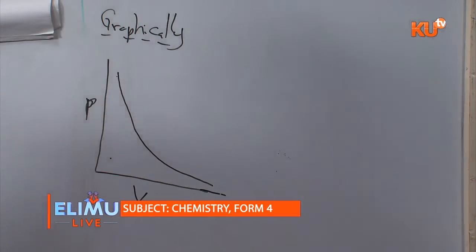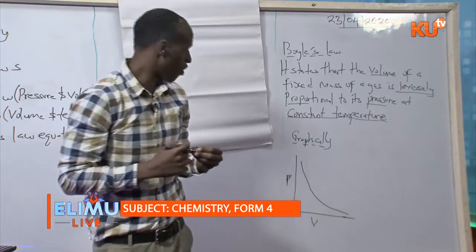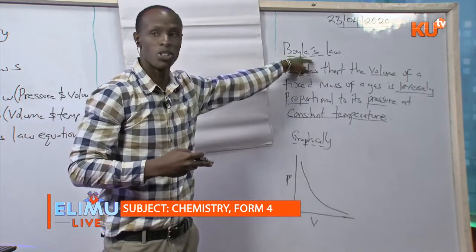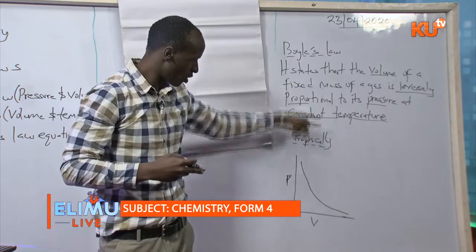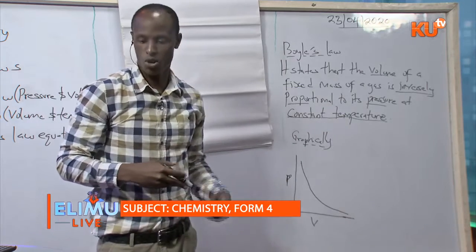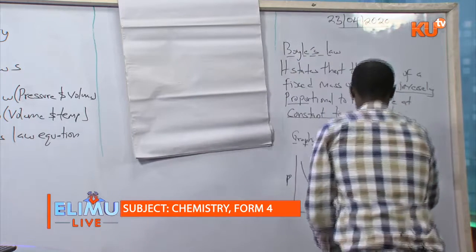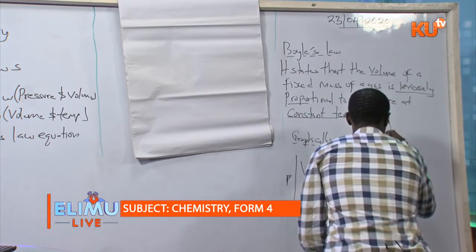Sometimes you can be tested to draw a graph of pressure against volume if the gas obeys Boyle's law. If the gas obeys Boyle's law, that's how the graph should look. The law can also be represented mathematically. Let's see how we can represent the law mathematically.